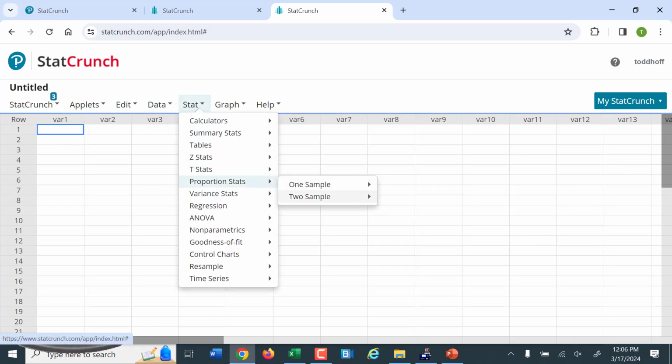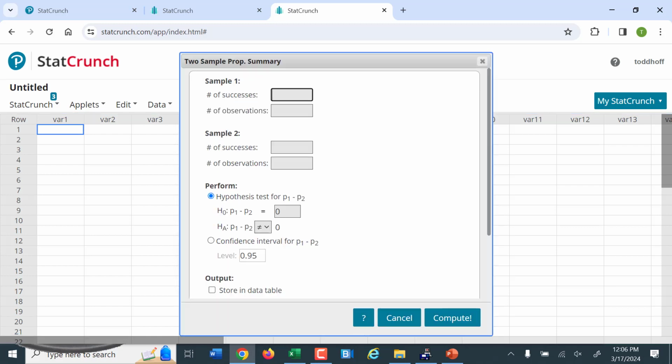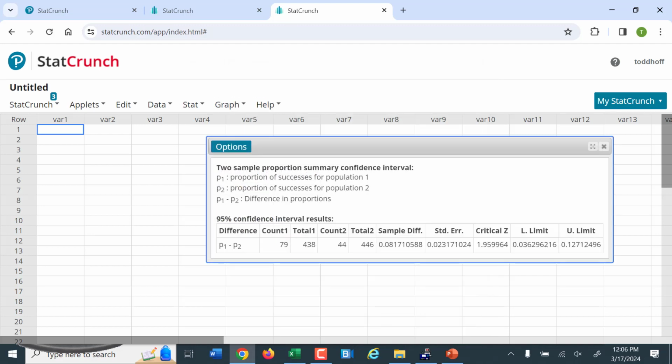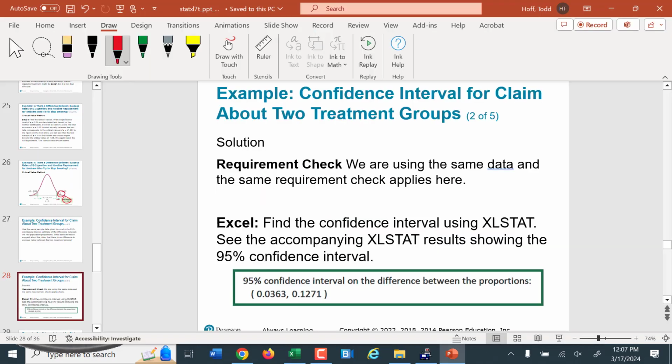So Stat, Proportions, Two sample, With summary. We put in our exact same data here as we did for the hypothesis test. But now we click down here, confidence interval with 0.95. We're going to 95%, and we'll show the critical value again just so we have it. And there's our interval, going from 0.0363 to 0.1271. That's exactly what we got here if you were to use the ExcelStat in Excel.